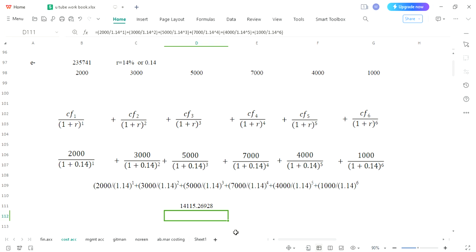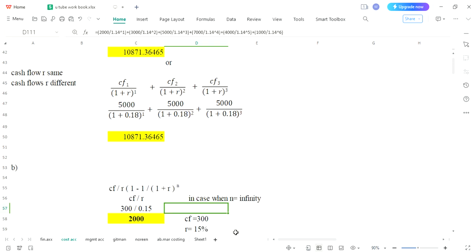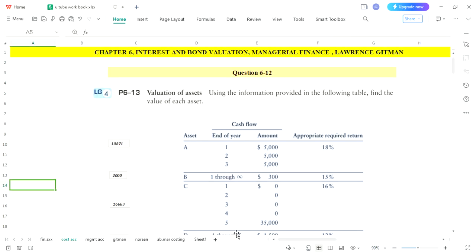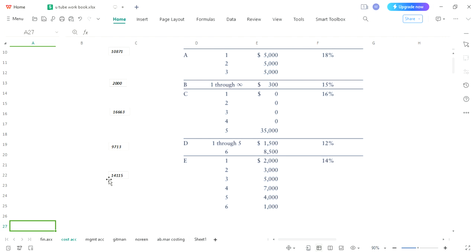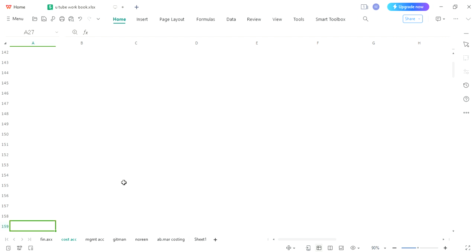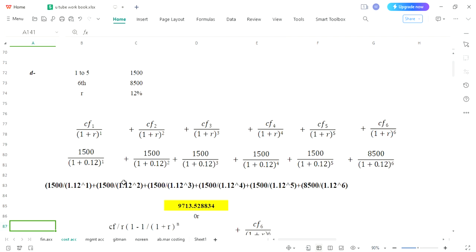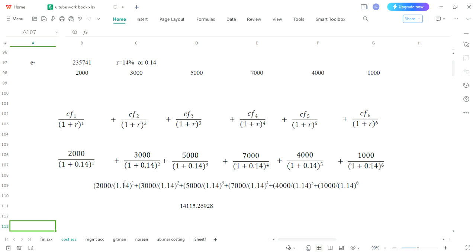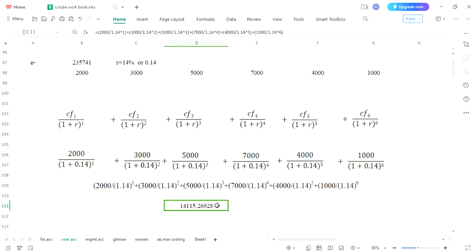Let's get back and make comparison. 14,115 was your answer, and see if we have the same value over here. 14,115. Have you understood the sequence? And one more thing I would like to share. This was your E part. Look how many values we have written over here and how many values we have put on our calculator.